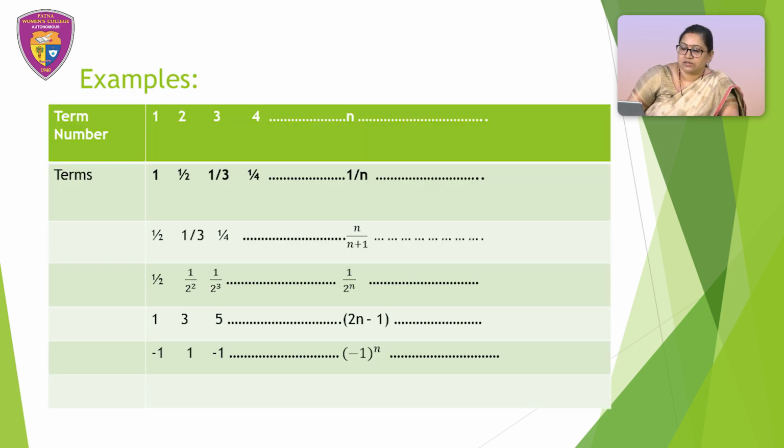Now, how is a sequence represented? Here you can see some examples. In the first example, the nth term of the sequence is written as 1 by n. Corresponding to n equal to 1, the first term of the sequence is 1, the second term is 1 by 2, the third term is 1 by 3. In this form we can write the terms of the sequence as an array of numbers. You can see examples: 1 by n, n by n plus 1, 1 by 2 to the power n, 2n minus 1, minus 1 to the power n.